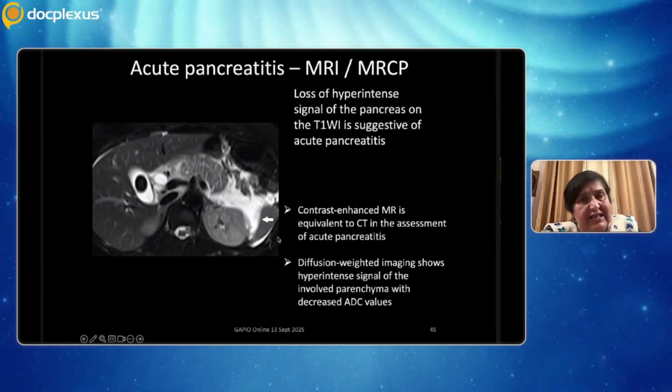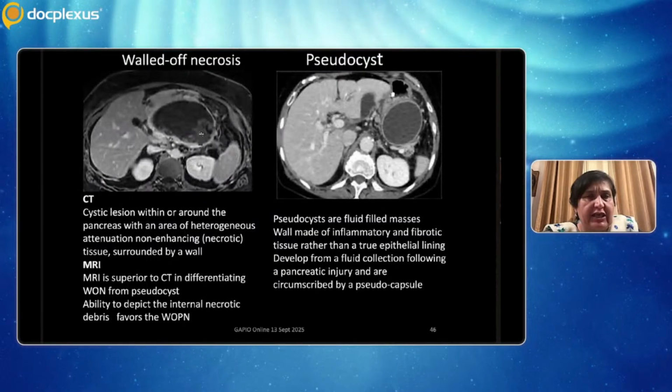A contrast-enhanced MR is equivalent to CT in the assessment of acute pancreatitis. And on diffusion, you will see a hyperintense signal of the involved parenchyma with loss of signal on ADC images. MR and CT help you to differentiate walled-off necrosis from pseudocysts.